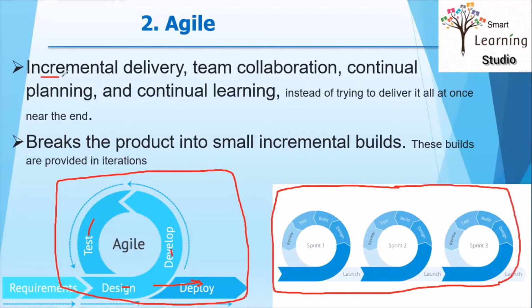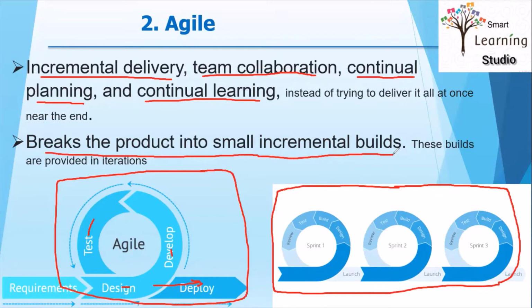So we can see that it has incremental delivery, team collaboration is good, it is continual planning since you are developing very small parts and submitting, and there is a continual learning process. It overall breaks the product into very small incremental builds. These builds are provided in iterations. So in a way, we can say that small development, testing and deployment keeps the project going on.